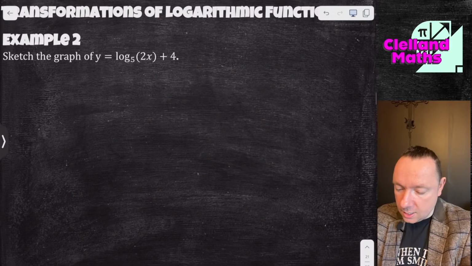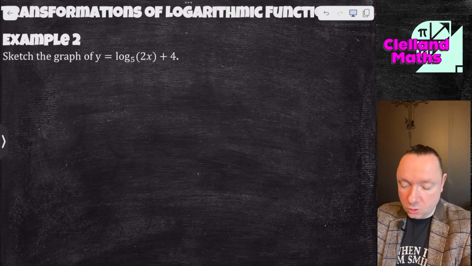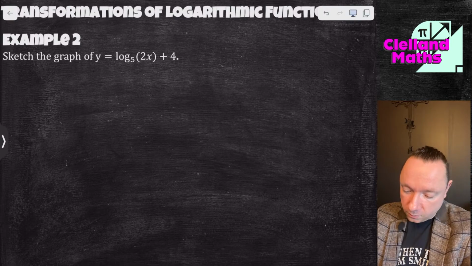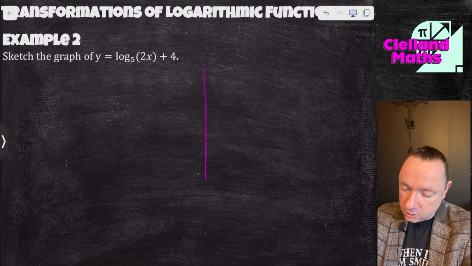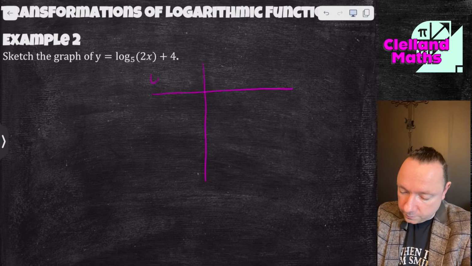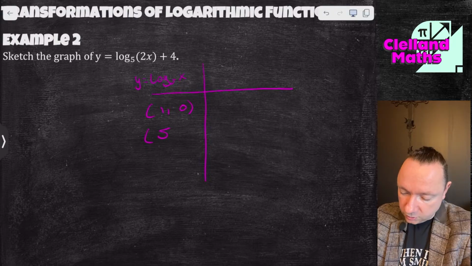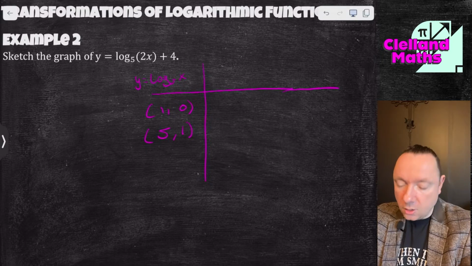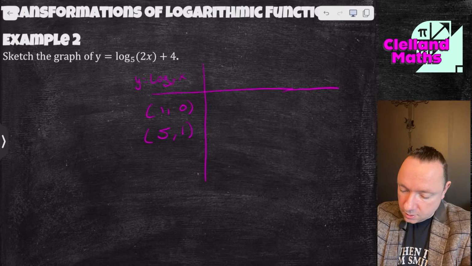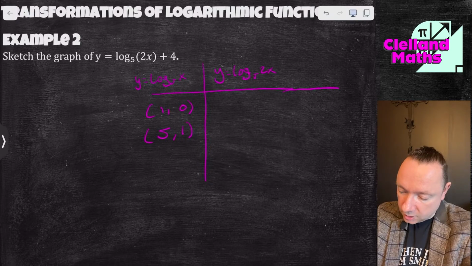And we're done there. Okay, transformation of logarithmic functions, example 2. Sketch a graph of y equals log base 5 of 2x plus 4. So I'm going to start looking at log base 5 of x to start with, looking at our points for that. So always (1, 0), and then it's going to be along 5, because the base is 5, up 1. So now we need to split this up into 2 bits. y equals log base 5 of 2x is what we'll look at to start with, and then we'll add the 4.